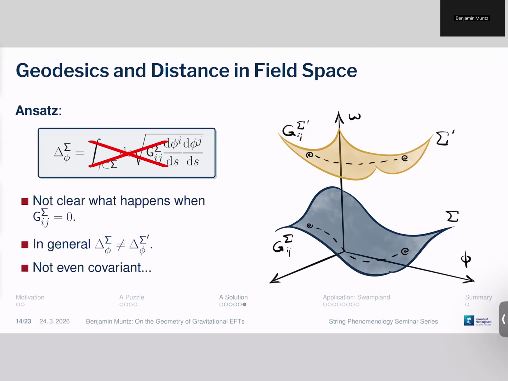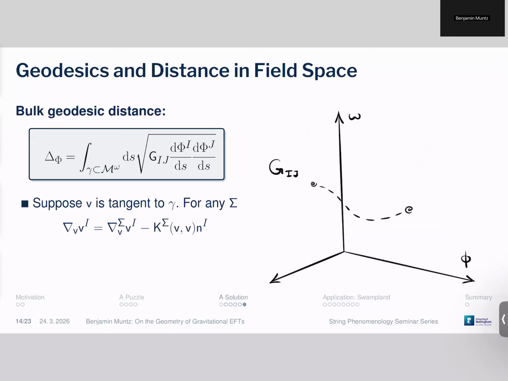First of all, it's not obvious what happens in the case where this induced metric vanishes, and we saw an example of this earlier on in this talk. In general, if I would use this formula and compute the geodesic distance between two hypersurfaces, these would not even agree, and they would not even be covariant under frame transformations. So this seems to not be the correct approach. So what do we do? We go to the augmented field space point of view.